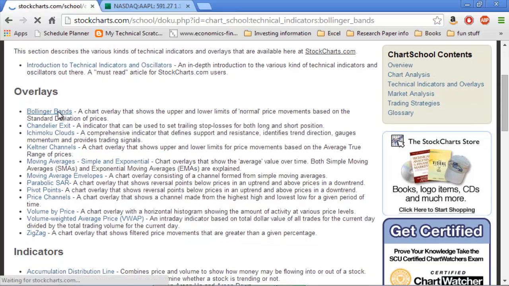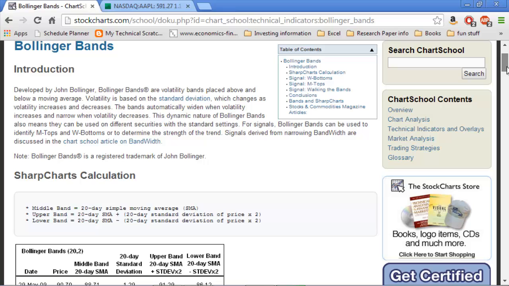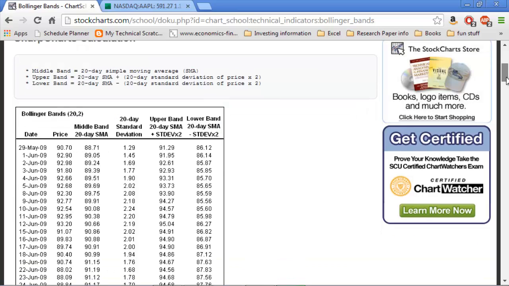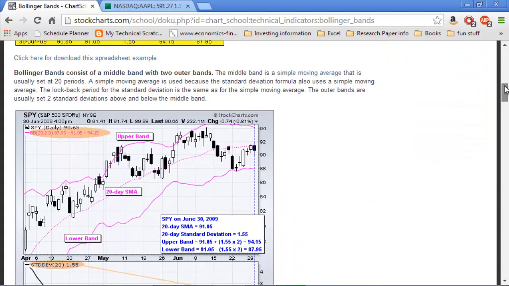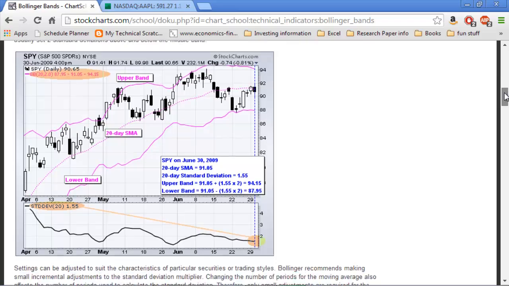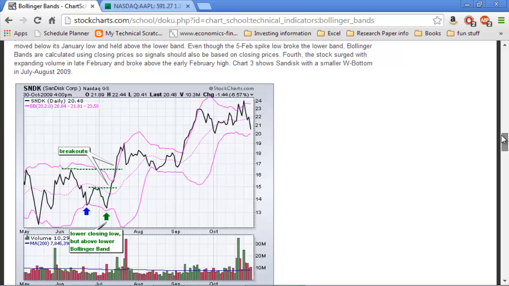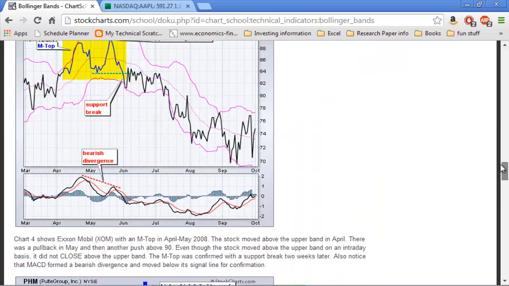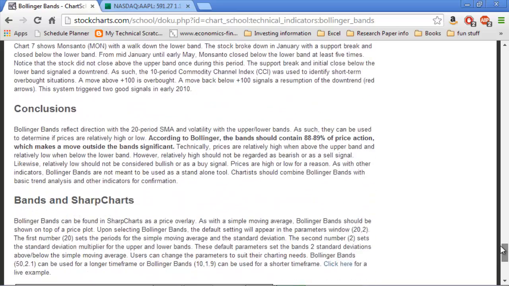If you were to click on one of these links, say Bollinger Bands for example, it would take you to a page that has all of the information you could ever want about that particular indicator or overlay. So for Bollinger Bands, it gives a history, it gives how to calculate it, what it would look like on a spreadsheet if you were going to use maybe Excel to try to plot Bollinger Bands, what it would look like if you had a chart with Bollinger Bands on them, and then all these different strategies you can use. You have W bottoms, you have crossovers, and you have the M top, all these different types of things that you can use to help with your trading.